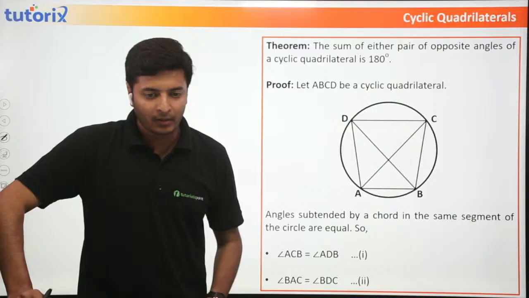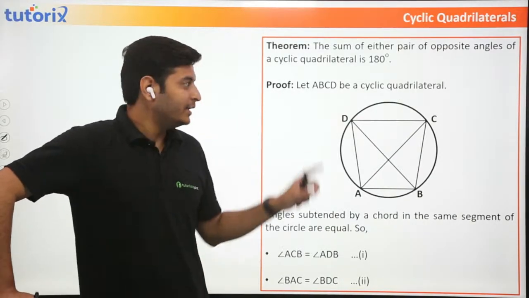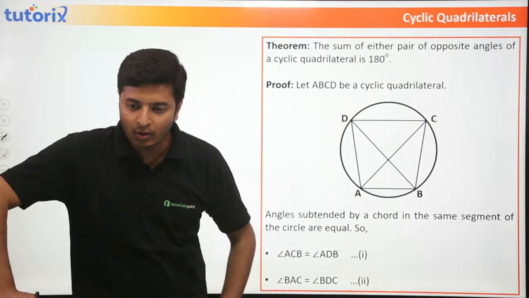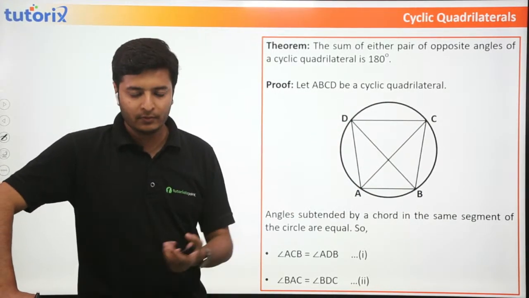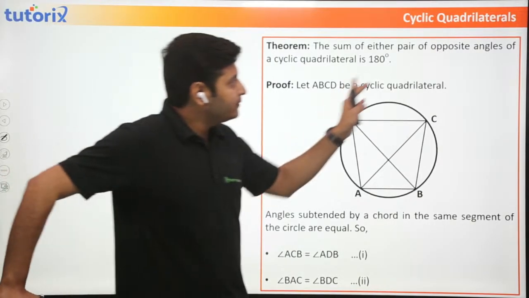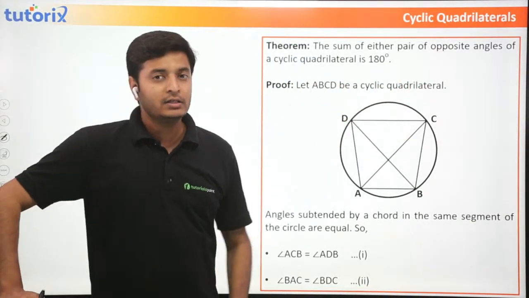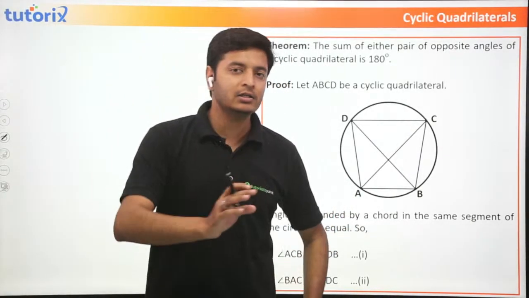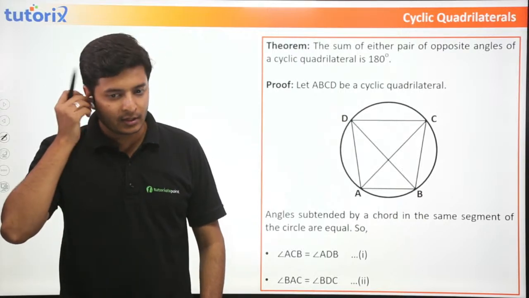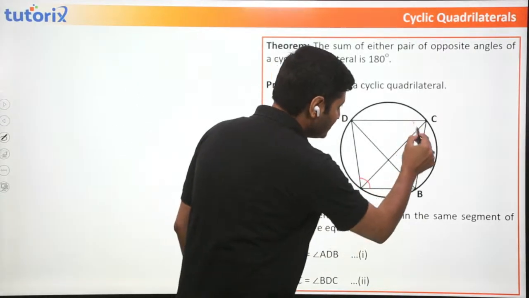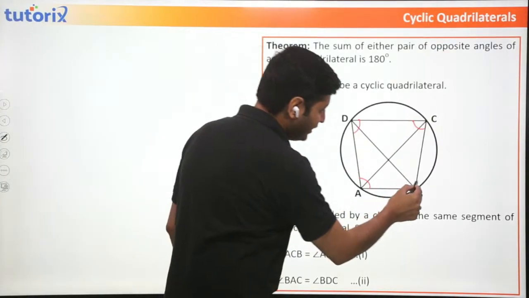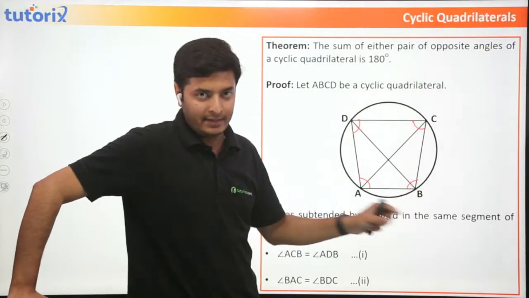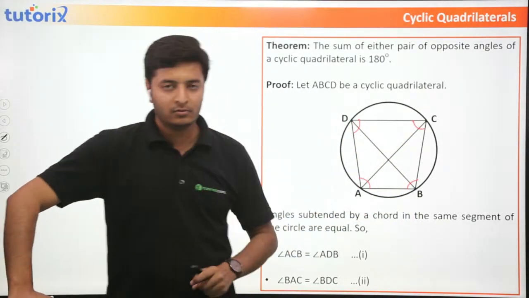So we need to prove that either pair, which means there are two pairs of opposite angles, has a sum of 180. Correct. Now, either pair of the opposite angles of a cyclic quadrilateral is 180 degrees. What are opposite angles? The angles which do not have a common side between them. Correct. So A and C are opposite angles. B and D are opposite angles. We need to prove that the sum of B and D is 180 degrees, and A and C is also 180 degrees.